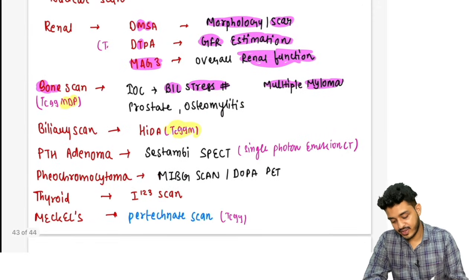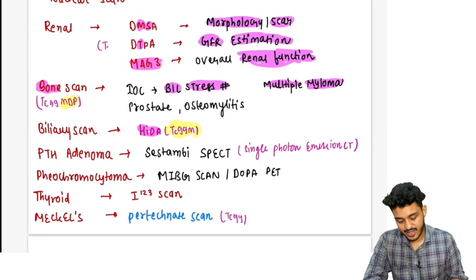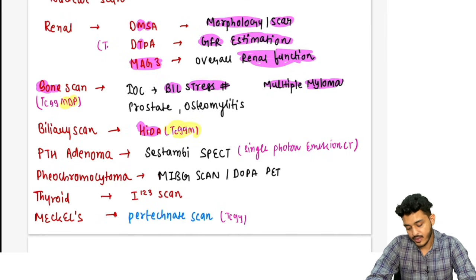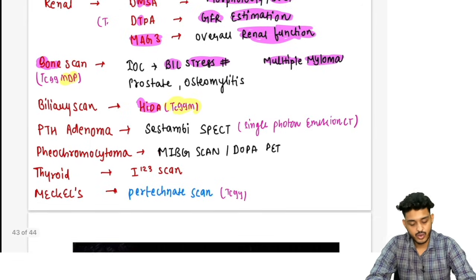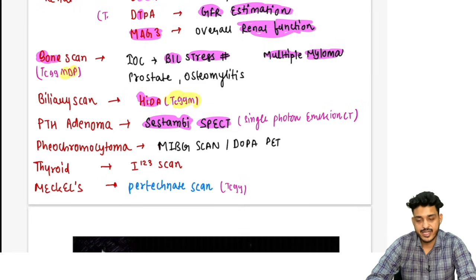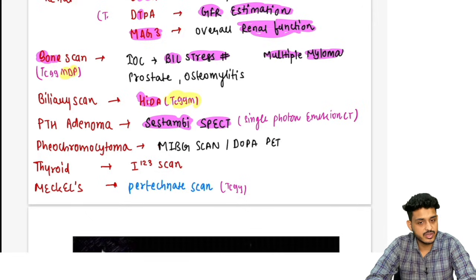Biliary scan that we can do is going to be a technetium-99m scan. This is also known as HIDA scan. For parathyroid adenoma, we can do a sestamibi scan. Sestamibi scan is very, very important. We can also do SPECT. SPECT is single photon emission computed tomography.